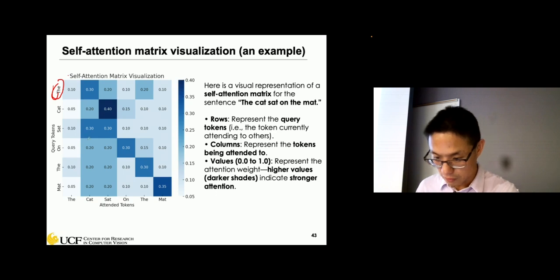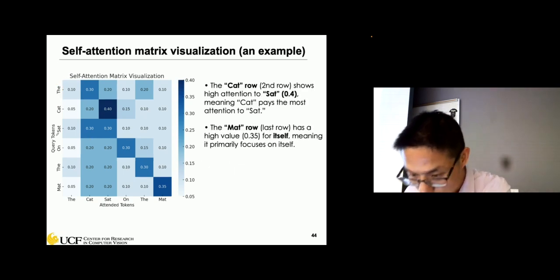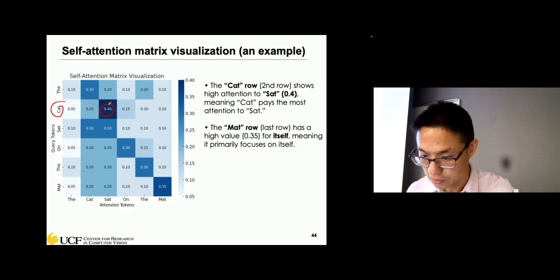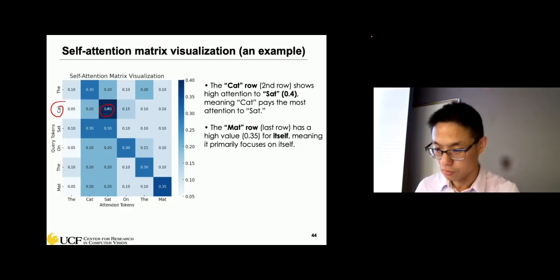If I go to the next example slide, if we look at "the cat" here, the high attention was on the word "sat". So the cat pays most attention to this verb. And if we look at "mat", it actually pays more attention to itself. It doesn't pay too much attention to other words.